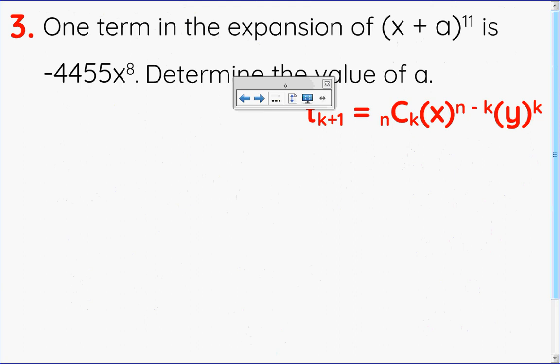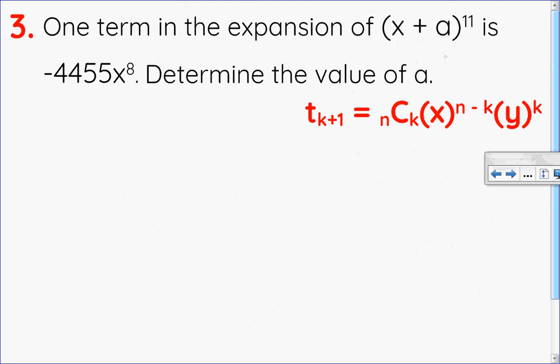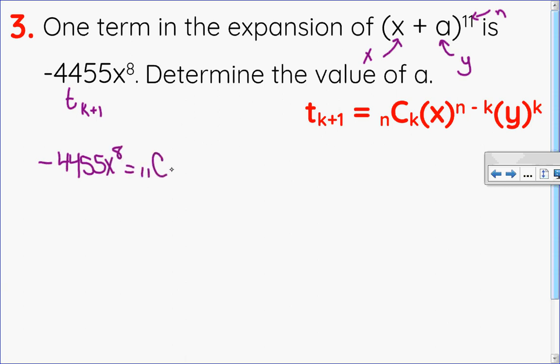Okay, let's look at another one. Similar idea, but we're going to be working backwards to find out what y is. So one term in the expansion of this is my first term, my second term, my n value, and this is tk plus 1. So again, anytime you're trying to figure out a term or part of a term, you're always solving for k. So let's plug this into our formula. So this is tk plus 1, and that's going to be nck, first term x to the n minus k, second term a to the k.